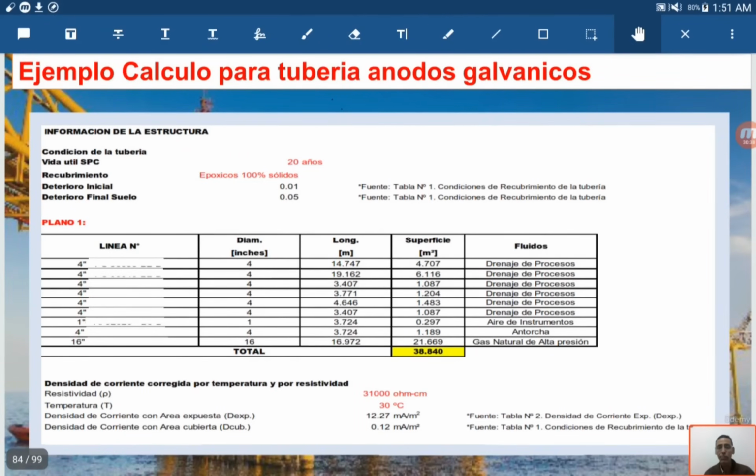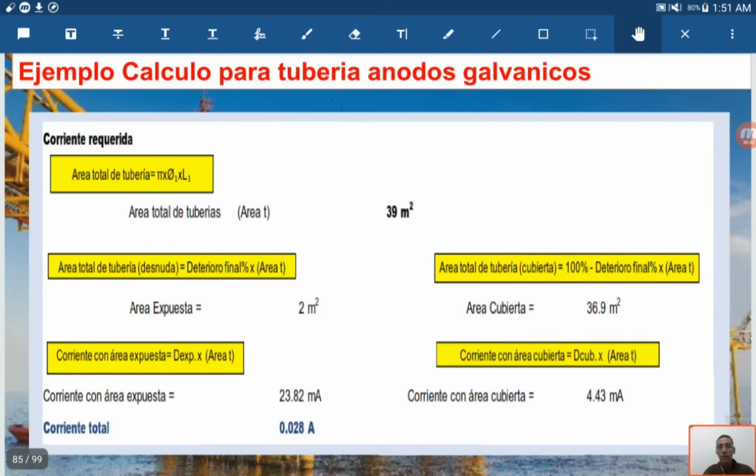And this is another example of calculations for galvanic anodes, but for buried pipes. So also, like the calculation of the current requirement. First, the surface area is calculated. In this case, it comes out to 39 square meters. From this total area, you determine the percentage of exposed area and which part is covered. The exposed area is what we are going to protect. Based on this, we select the current density for that exposed area, and in this specific case, it turns out that with 0.28 amperes, those pipes would be protected.